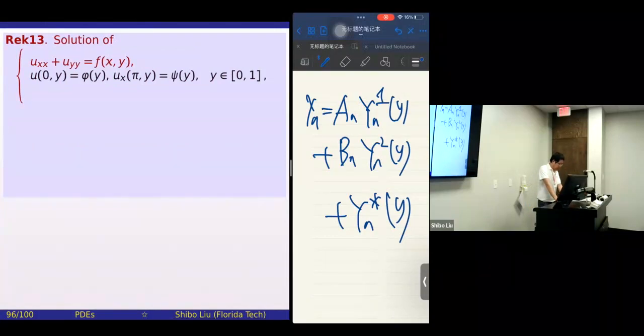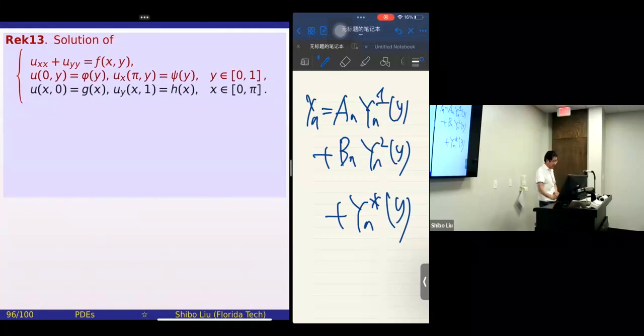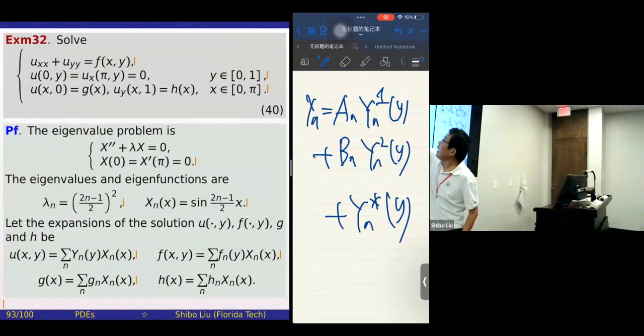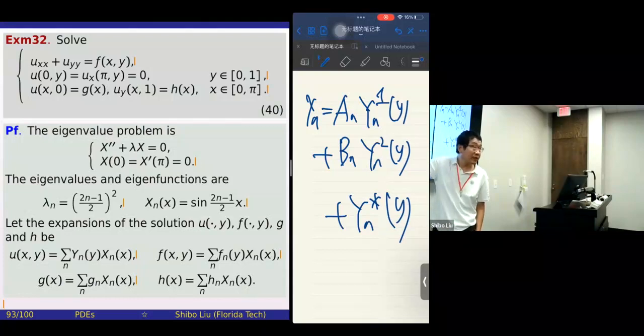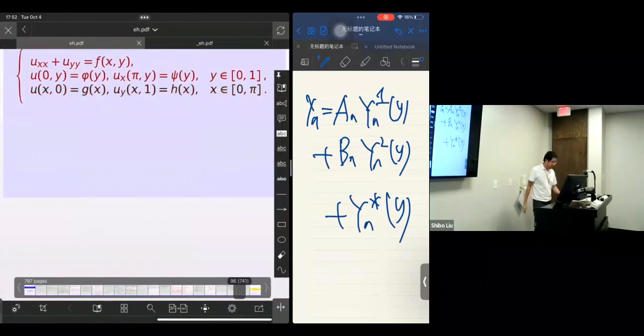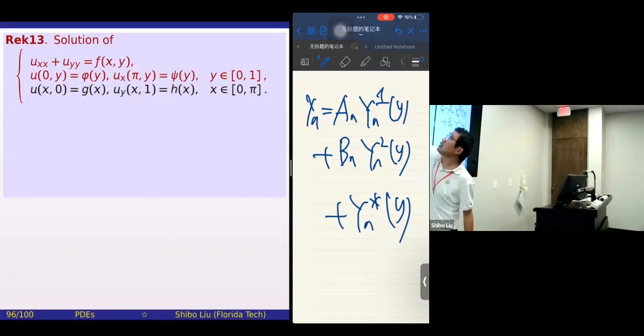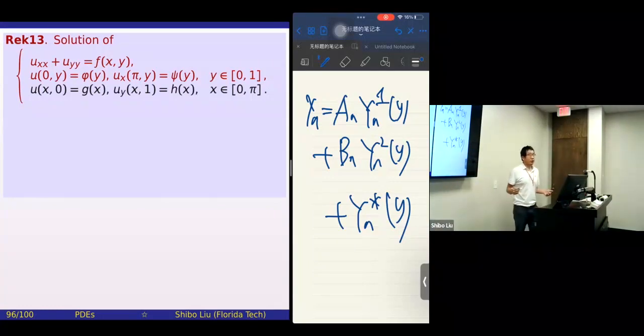So this is a problem where the equation is non-homogeneous. The boundary conditions are also not homogeneous. In our previous problem, the conditions at x equal to 0 and x equal to pi are homogeneous, so we can have this eigenvalue problem and solve it. But for our next problem, the equation is not homogeneous, and x equal to 0, x equal to pi are not homogeneous, and y equal to 0, y equal to 1 are also not homogeneous. So we could not have the eigenvalue problem to work with and solve the problem.